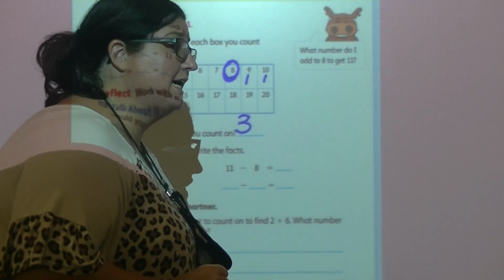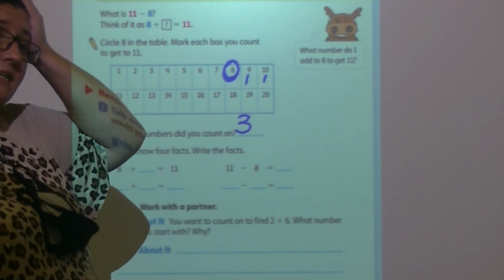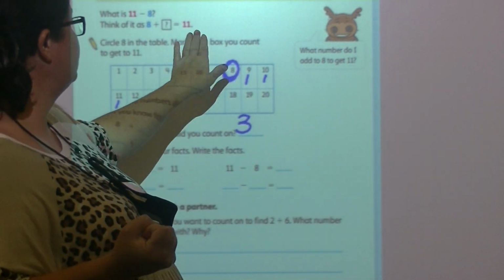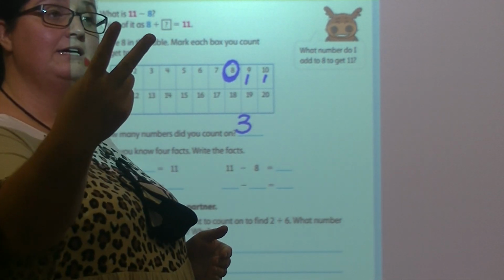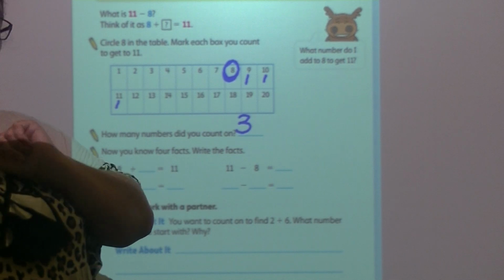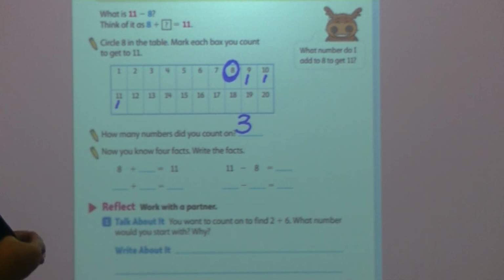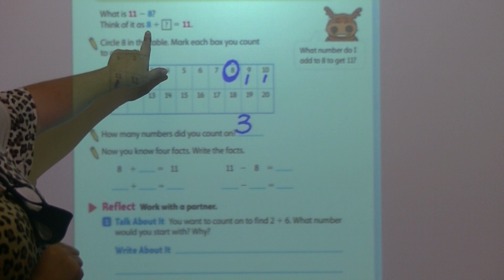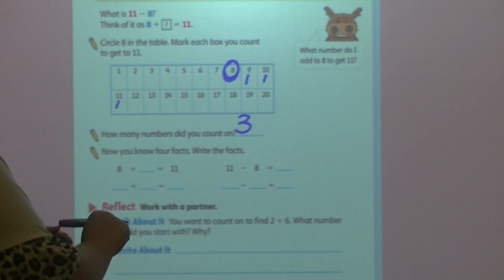You can do the same thing without making marks. Start with 8 in your head. And let's count on to 11. 8, 9, 10, 11. Did we still get 3? Yes, we did. So now we have the 3 numbers in our fact family. They are 8. What's the missing number? Yes, 3.